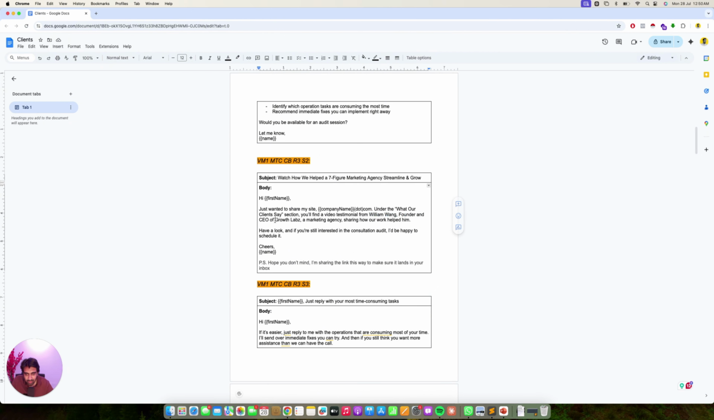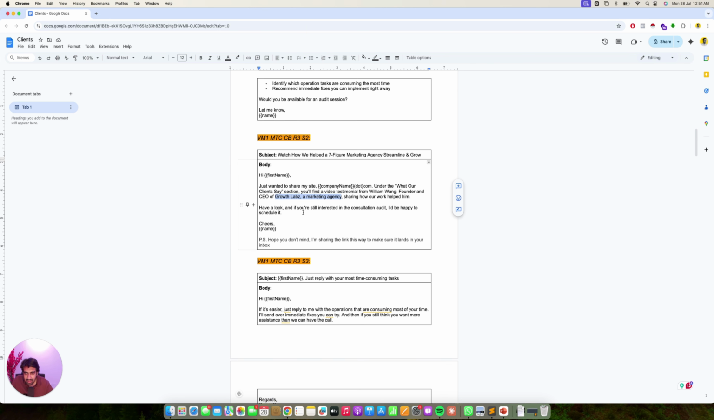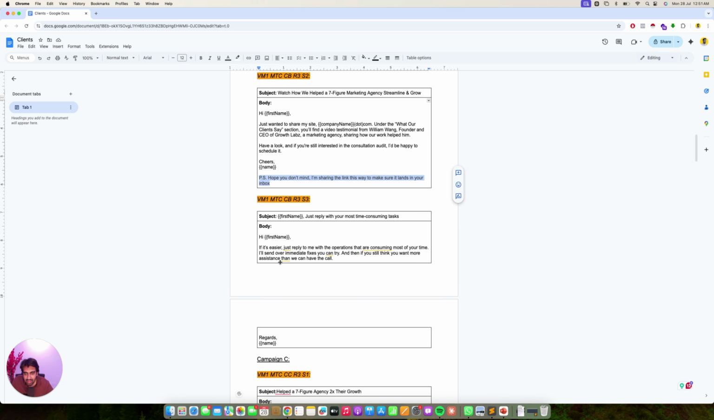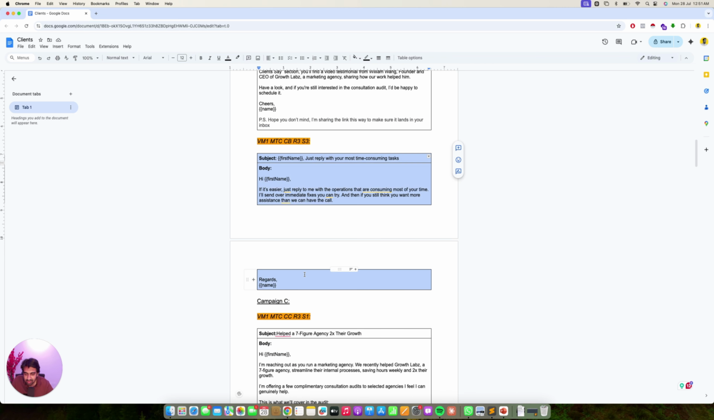As you can see in this example, we are mentioning Growth Labs, a marketing agency. This is because the leads that we are targeting are also marketing agencies. Yeah, so it's the same. If you look at the postscript here, it's just telling the truth. Hope you don't mind, I'm sharing the link this way to make sure it lands in your inbox. Why I'm mentioning this is because sometimes I find that some people might find it weird that I'm sending the link in this way. So sometimes I use the postscript as a way to just tell the truth of why I am sending it that way. Sequence 3 is the exact same, no difference.